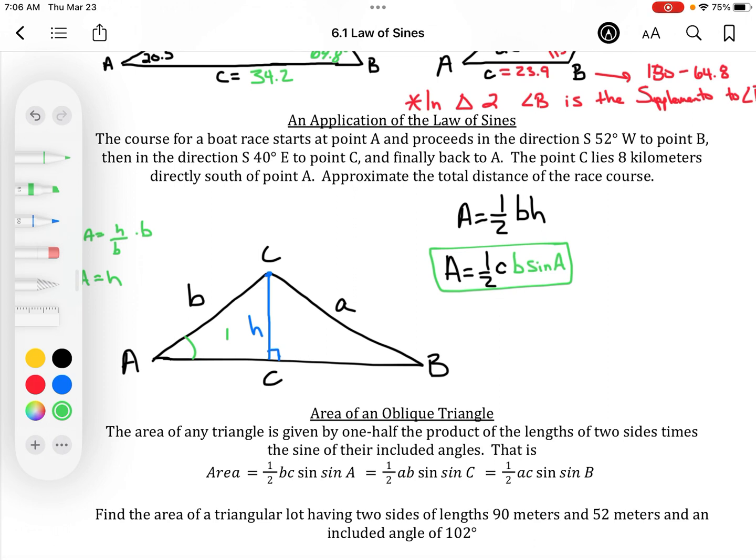And why these are specific and why these are important is because for every single one of these cases, we have two sides, so like this first one, BC, and their included angle. If I look on the second one, A and B, and the included angle, the one that's between the two. So as long as I know two sides and the angle that's between the two, then I can find the area of any triangle.